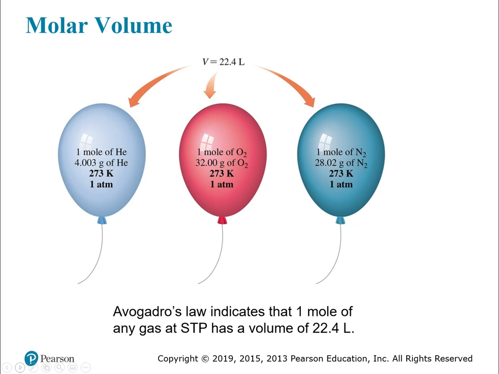This little image just shows that no matter what the gas is, if you have 1 mole at STP, then you have the same volume. But notice the number of grams of gas are different. So the volume is the same. At STP, their temperature and pressure are the same. And they all have 1 mole. The only thing that's different is the number of grams because they're different gases.